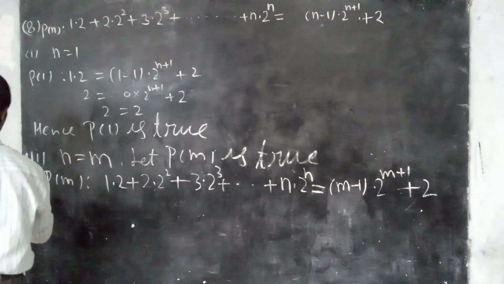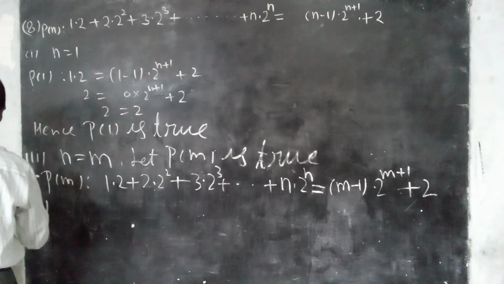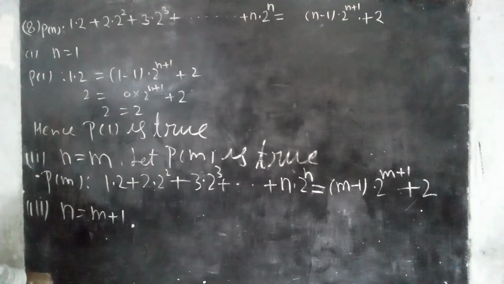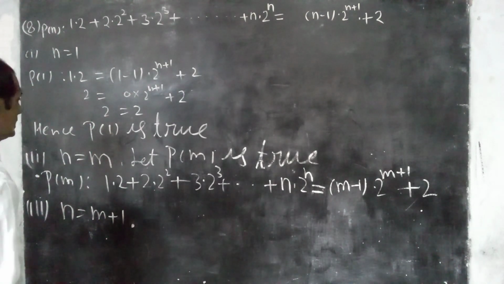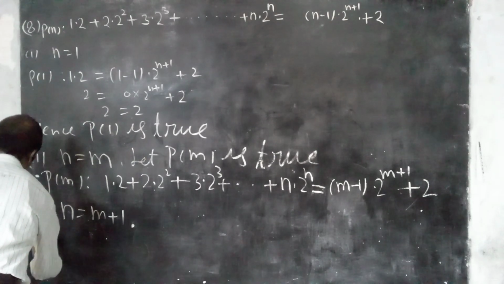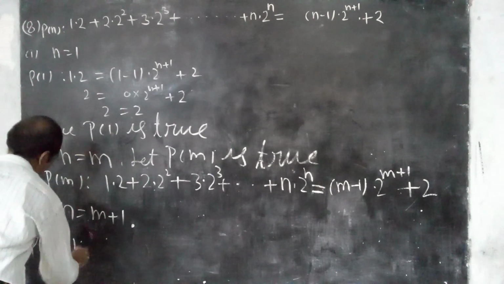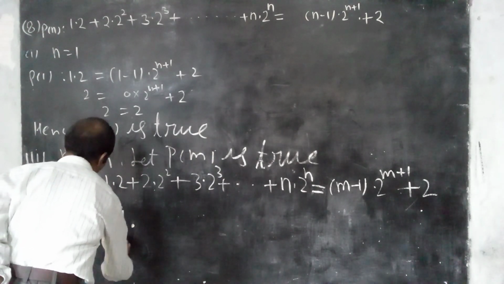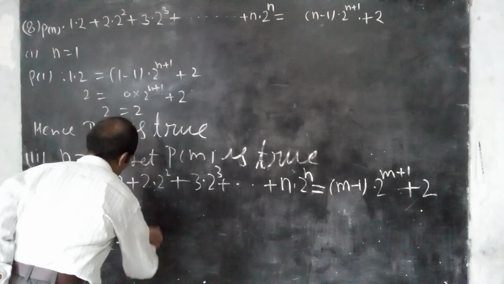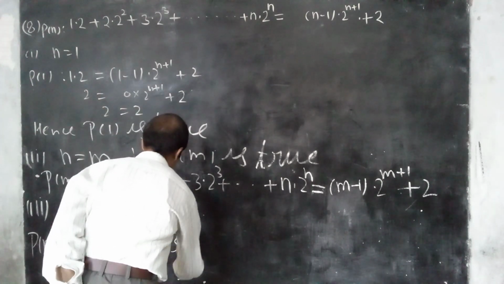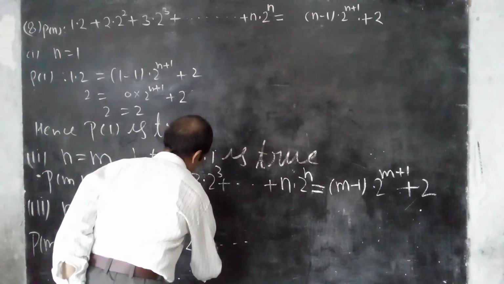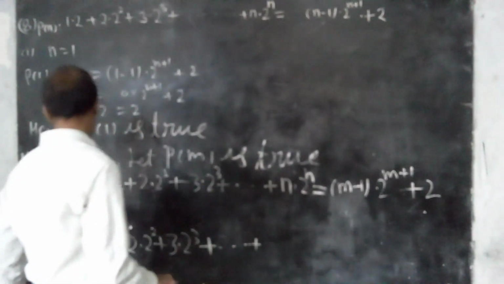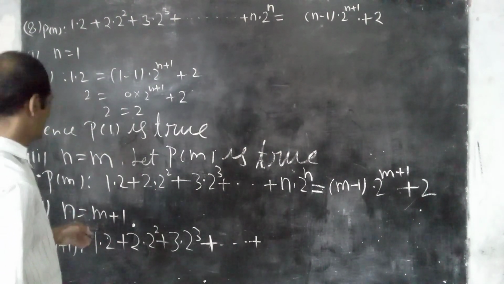Now we show the third step. Now we show that the given statement is true for n is equal to m plus 1. So write m plus 1 in place of m. Then you get Pm plus 1, such that 1 into 2 plus 2 into 2 square plus 3 into 2 cube plus dot dot. So write m plus 1 in place of m.